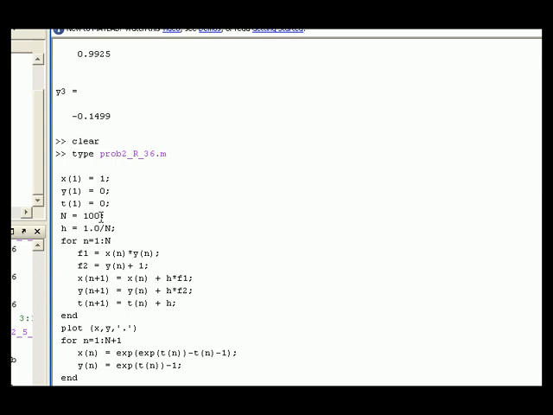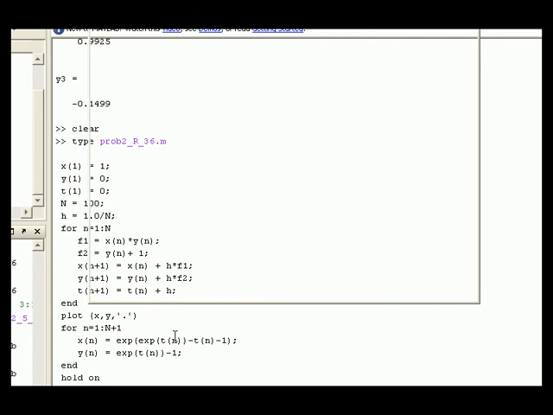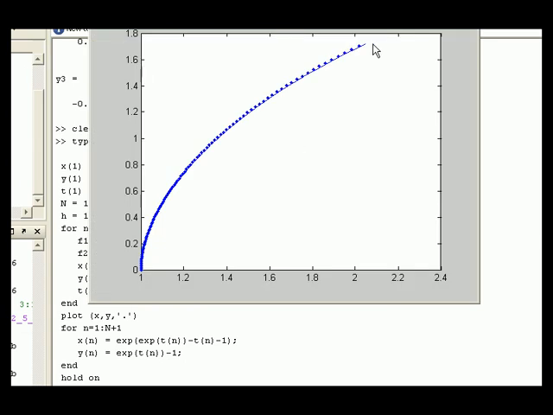And I'm taking 100 steps of 0.01 each. The initial conditions 1 and 0, so should get fairly good solution here. And the solid line is the exact solution that we got by solving that partially decoupled system. And the dots are the Euler's method solution. We can, of course, get even more accuracy by taking h smaller.